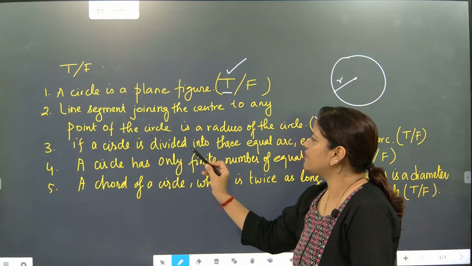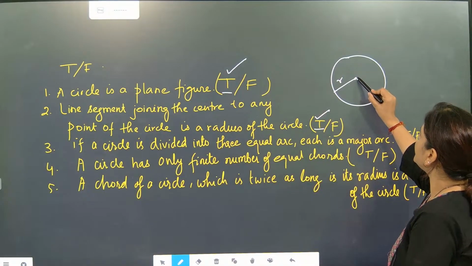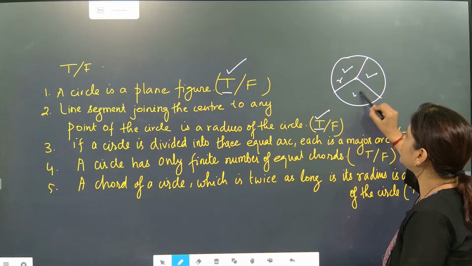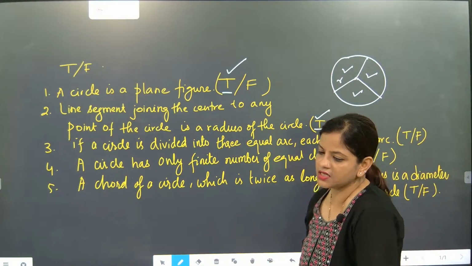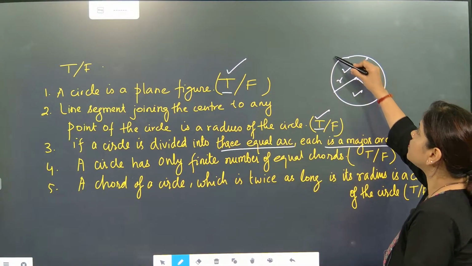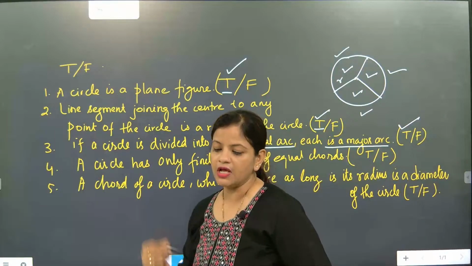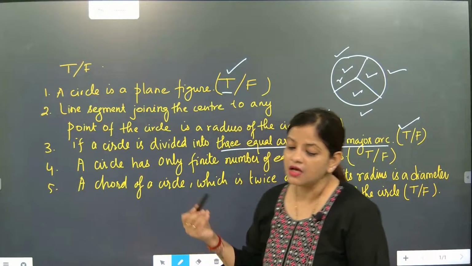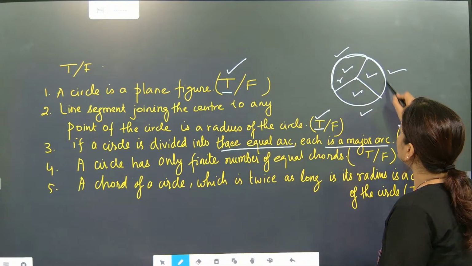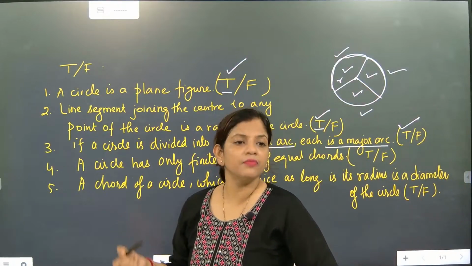If a circle is divided into three equal arcs, how many equal arcs? Three equal arcs, meaning we are dividing the circle into three equal arcs: 1, 2, 3. Each is a major arc, because the division is equal. So each will be considered a major arc. Absolutely true statement. None of the three will be called minor; all three will be considered major arcs.